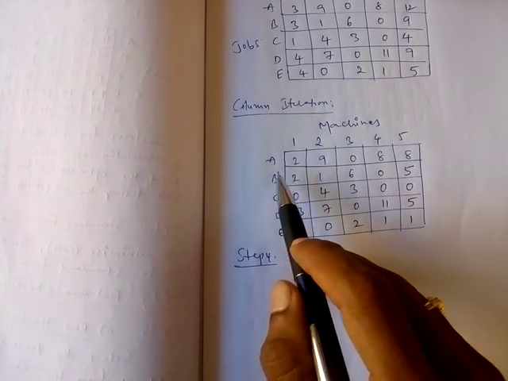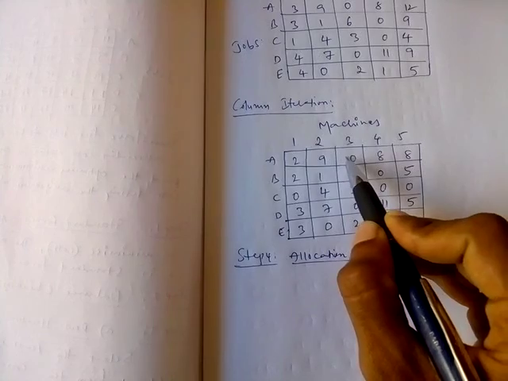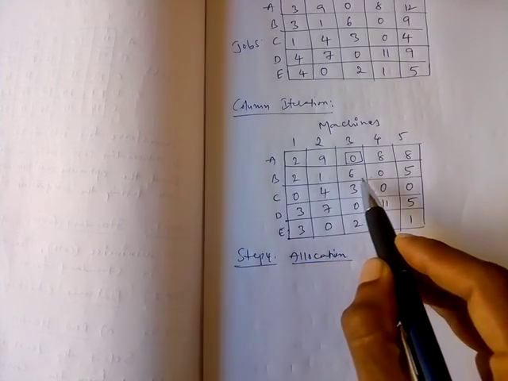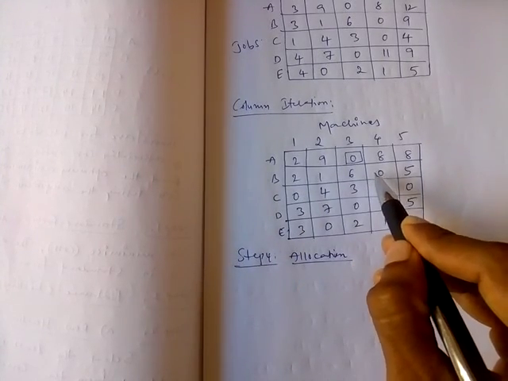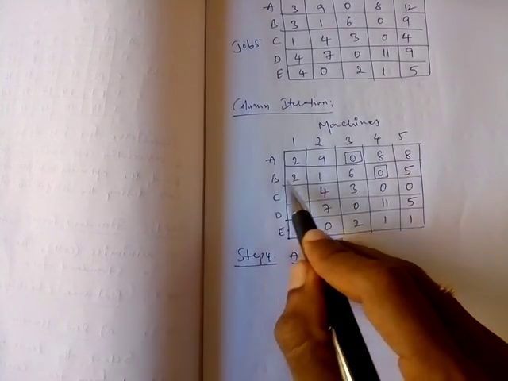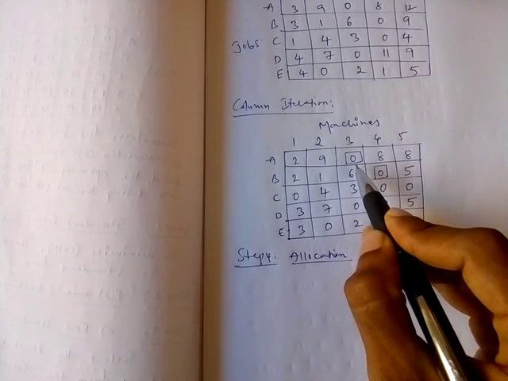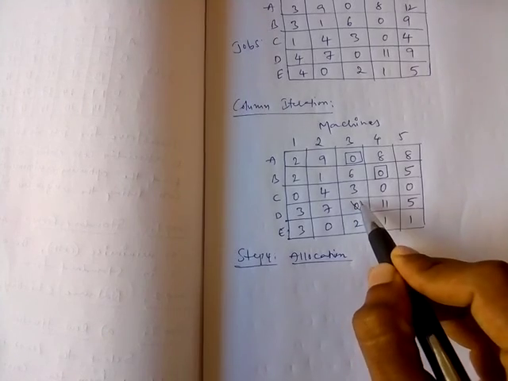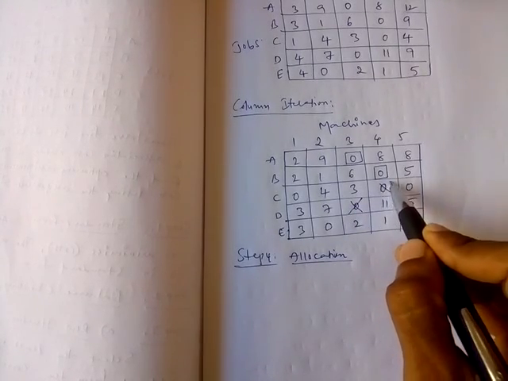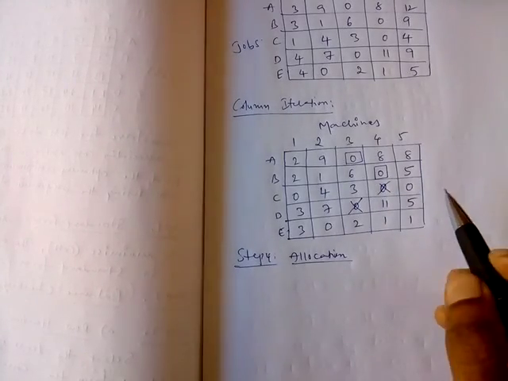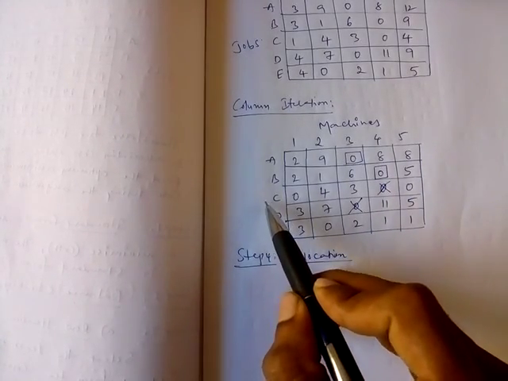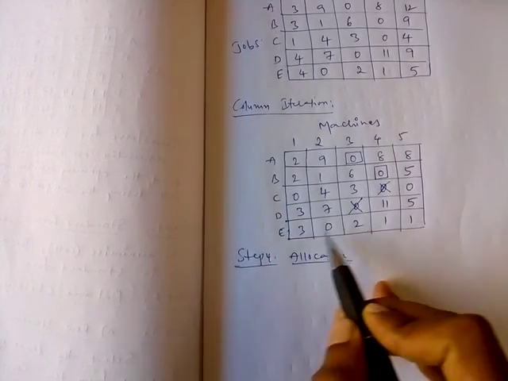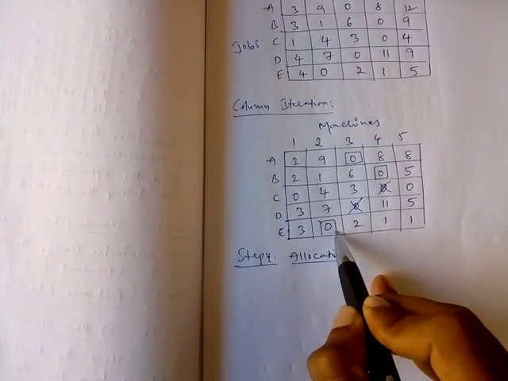If you see in this row we have only 1 zero, so this zero can be allocated. So there should be only 1. And if you see here also we have only 1 zero in this row, so we have allocated this. Once you allocate here, any other zeros in the column should be cancelled, something like this. And when it comes to this row, you have 2 zeros, so better you do not touch it. And when you come here, you have only 1 zero, so it can be allocated.